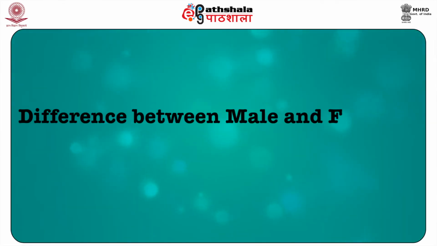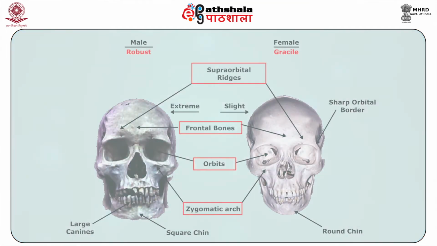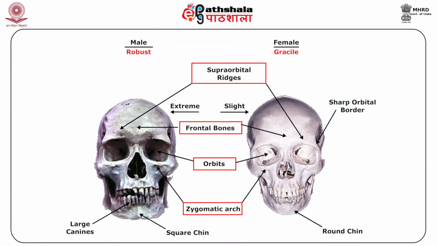Now let us understand the difference between a male and female skull. If we see the general size, the size of the masculine skull is larger, whereas the female skull is comparatively smaller than the male skull. If we see the architecture, the male skull is rugged or rough and the female skull is smooth and gracile because they have lesser muscle attachments. The supraorbital ridges, the region directly above the orbit, or brow ridges, are much more prominent in males as compared to females.